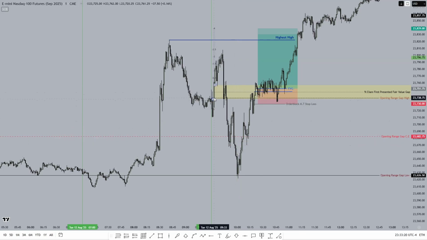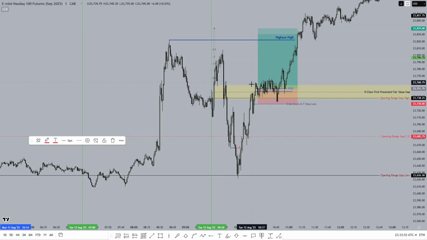Now, as we can see, at 9:30 we created this first presented fair value gap. We go above, we use it as support, we trade down below it, and now we've done our retracement into our opening range gap. Also we have this stop raid right here, and then price trades higher, and then eventually trading above the first presented fair value gap.